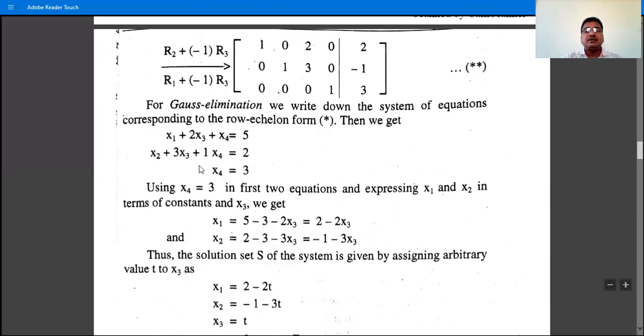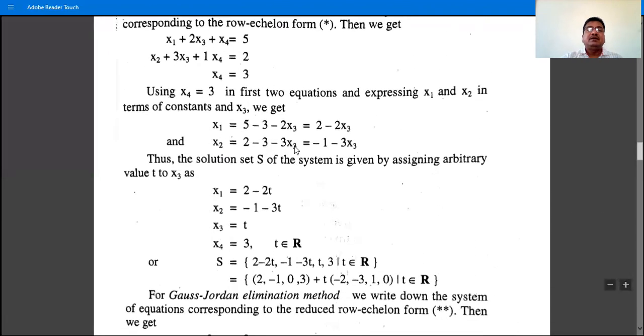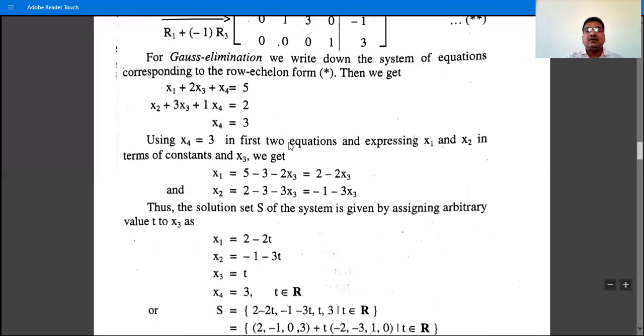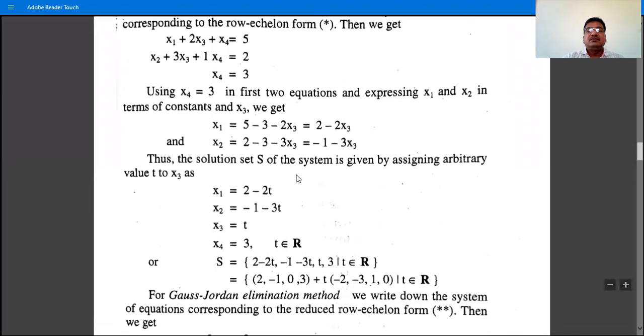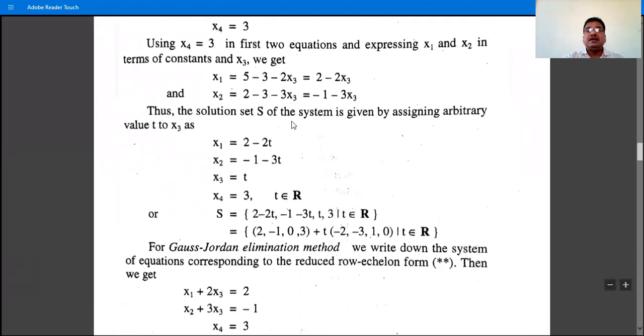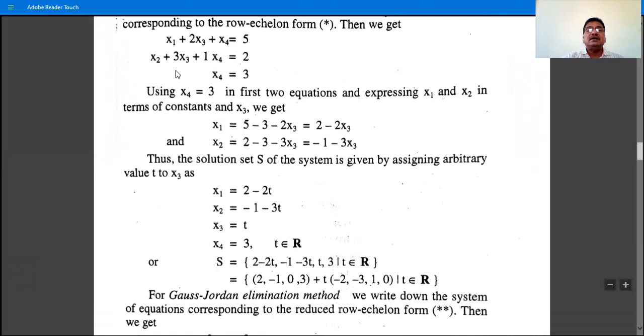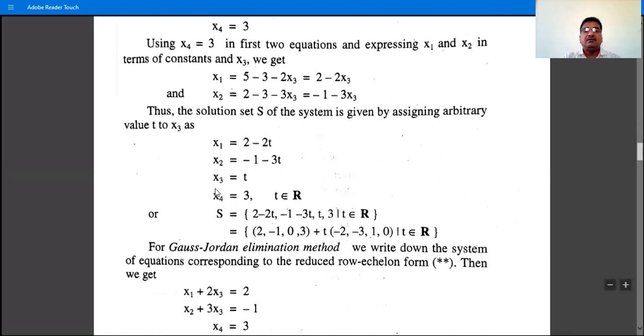The last equation gives x4 is equal to 3. Therefore, we have to assign either x1, x2, or x3. So we assign one of them. Suppose x3 is t. Then if we assign x3 as t, this equation gives x2 as minus 1 minus 3t, and the first equation gives x1 in terms of t. So x4 is already 3.